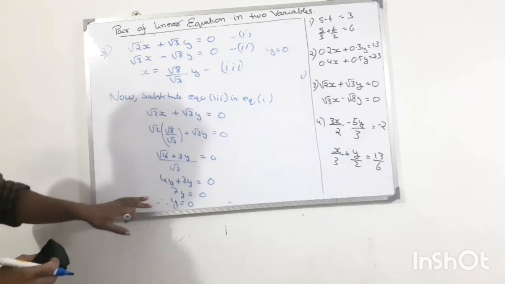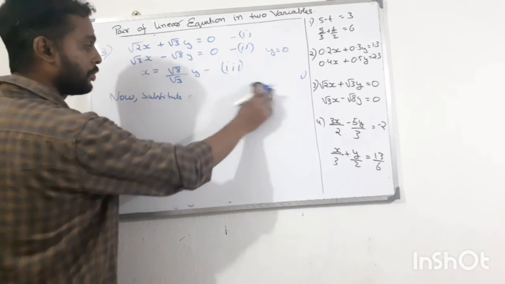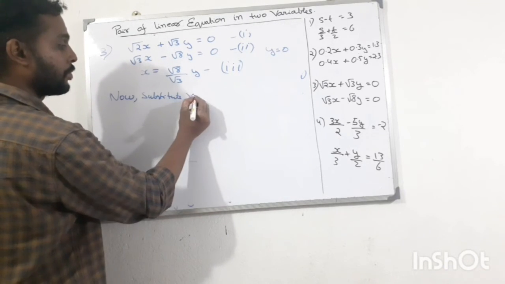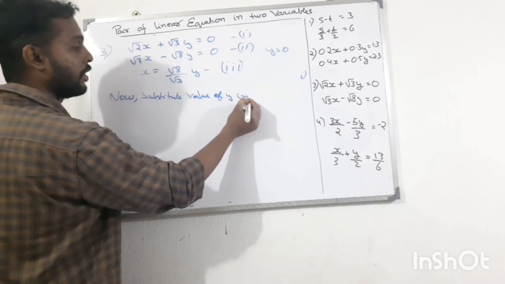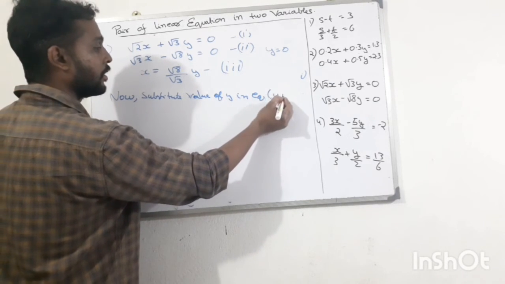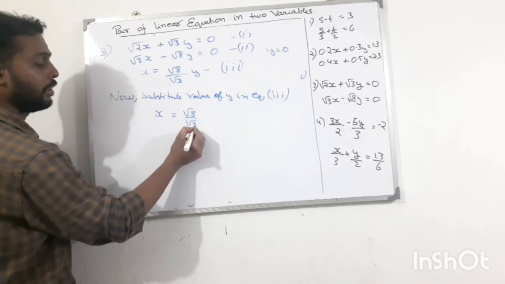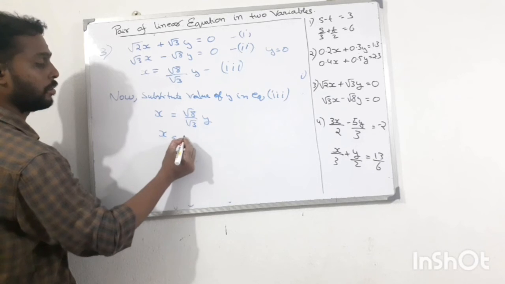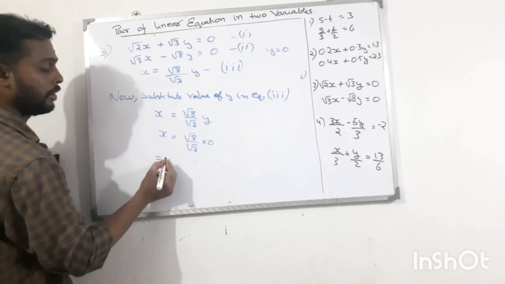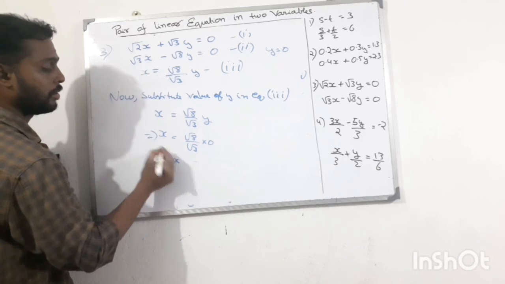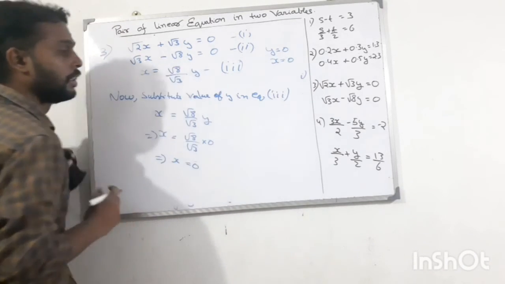Now we put this value in equation third. Now substituting the value of y in equation third. x is equal to root 8 by root 3 y. So x is equal to root 8 by root 3 into 0. So therefore this implies x is equal to 0. So we get the value y is equal to 0 and x is equal to 0.